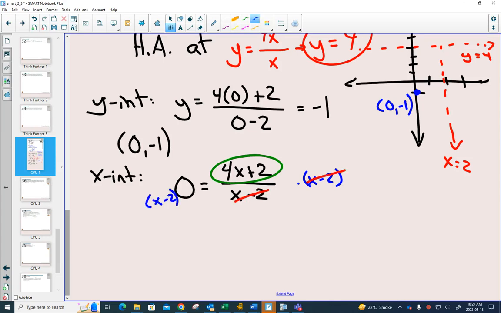That would cancel these out. This side would still be 0. And that's why so many students just say, I just need to make my numerator equal to 0. Even if I show the algebra and multiply both sides to get rid of the fraction, I just end up with my numerator equal to 0. Solving this is not hard. Move the 2 over and divide by 4. You'll get -2 over 4, which reduces to -1/2. And we can label that point as well.